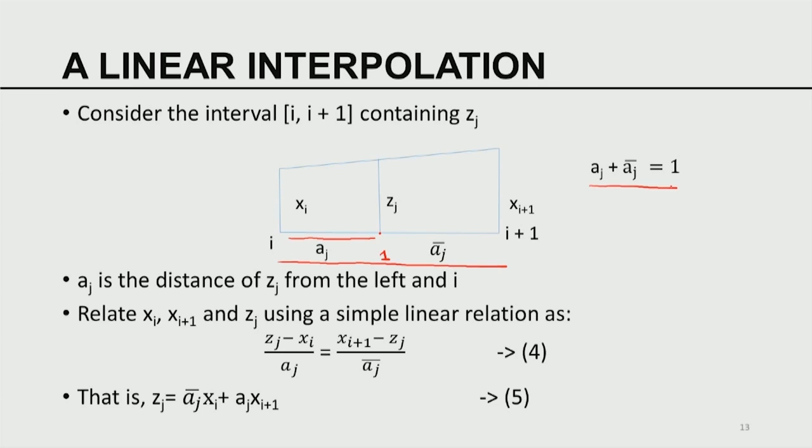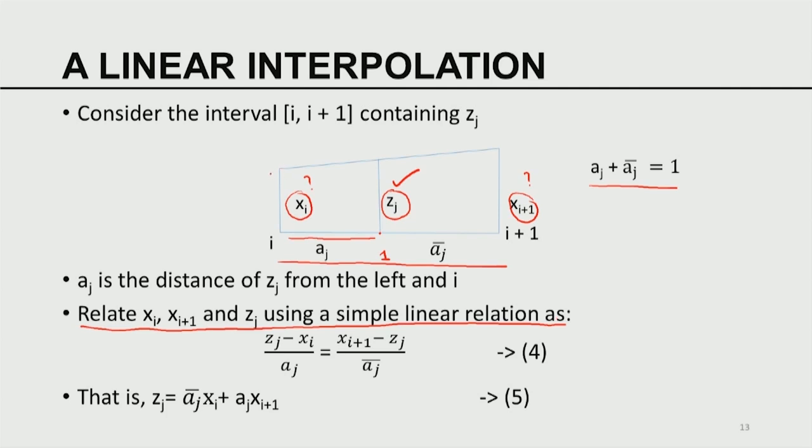In other words, I know exactly where the observation location is with respect to the computational grid. So I and I plus 1 are the computational grid points, zj the observation location. At I, the value of the unknown is xi. At I plus 1, the value of the unknown is xi plus 1. The value of the observation is zj. Zj is known. I don't know xi, I don't know xi plus 1. Now I am going to relate the known to the unknown. Zj is known, xi and xi plus 1 are not known. In order to relate xi, xi plus 1 and zj, I am going to use a simple linear relation. So what is the relation?